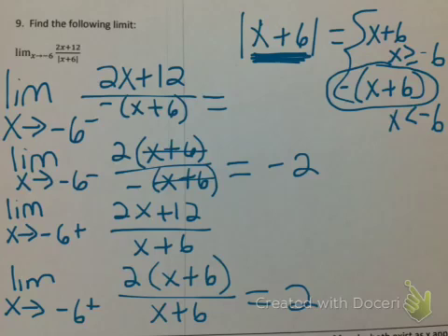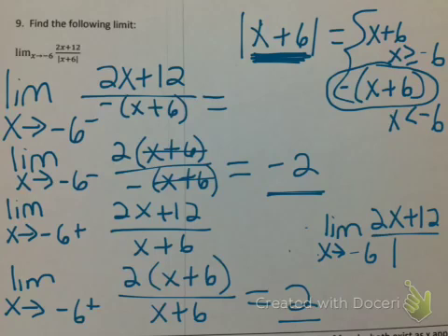Now here, these are not the same, so therefore the limit as x approaches -6 of this function does not exist. So the limit of my function, 2x plus 12 over the absolute value of x plus 6, does not exist because the left limit does not equal the right limit.